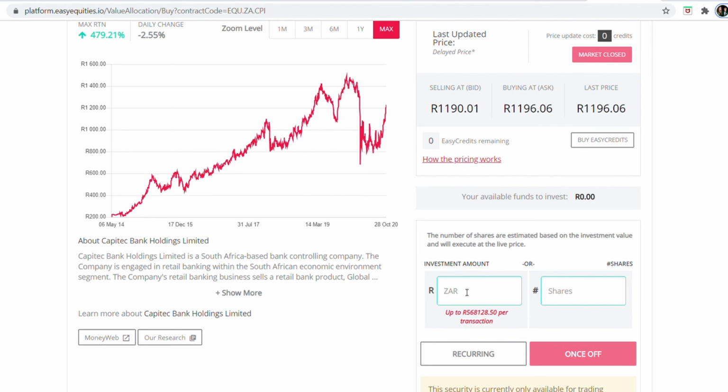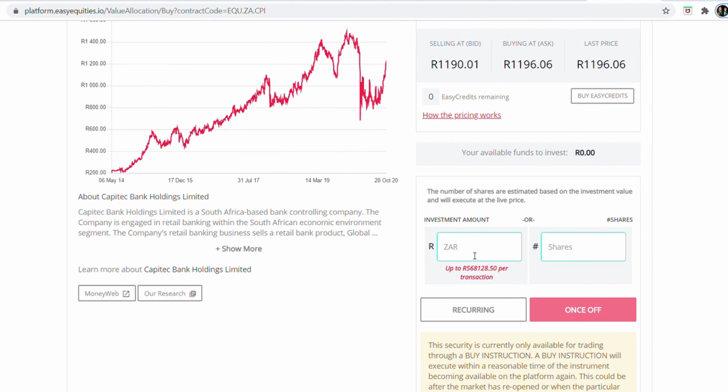So I can enter in here 200 Rand, and EasyEquities will allow me to buy 200 Rands worth of Capitec shares, which is brilliant. Once you guys have gone ahead and done that, I always recommend you then press the once off button. That means you are buying a bunch of Capitec shares once off and not on a recurring basis. I've never done recurring myself, and that's why I wouldn't recommend it. I'd always only recommend buying your shares on a once off basis.